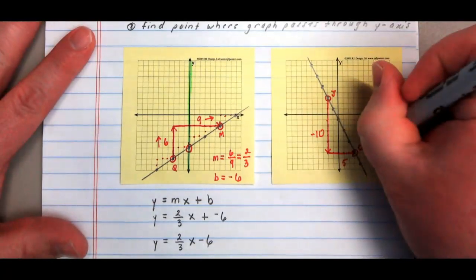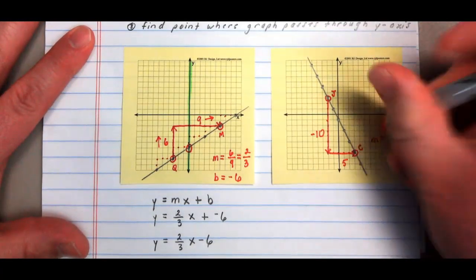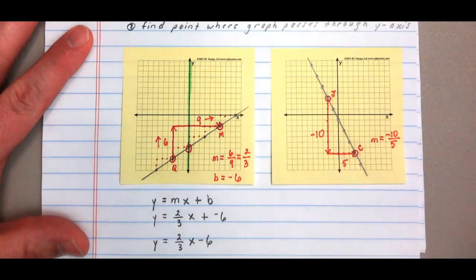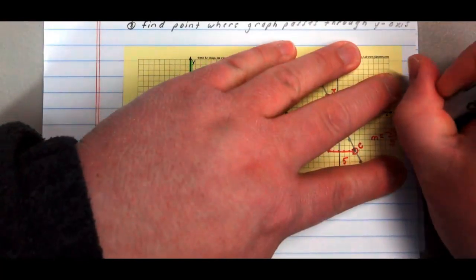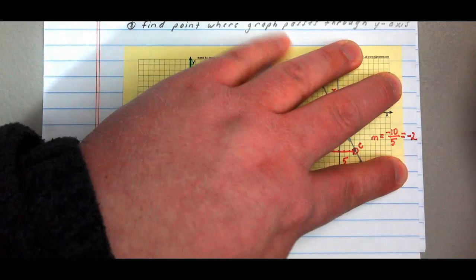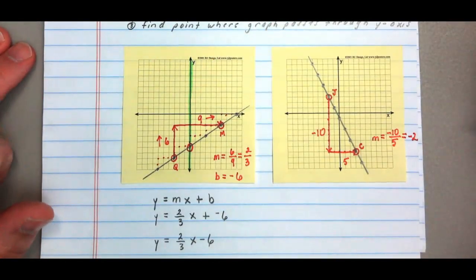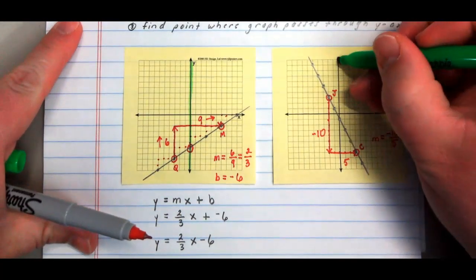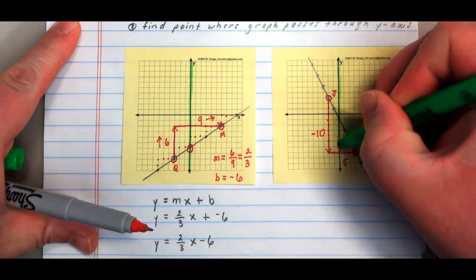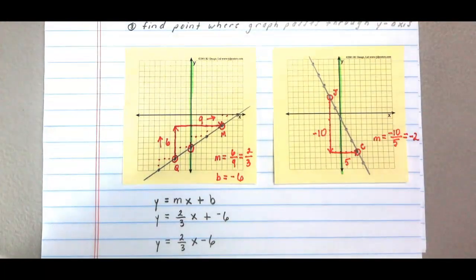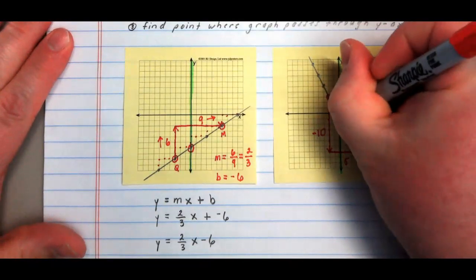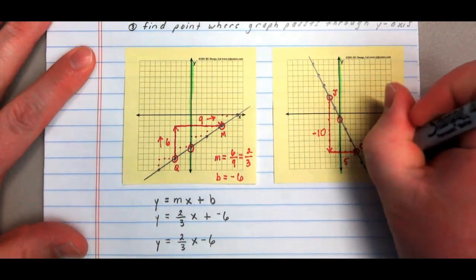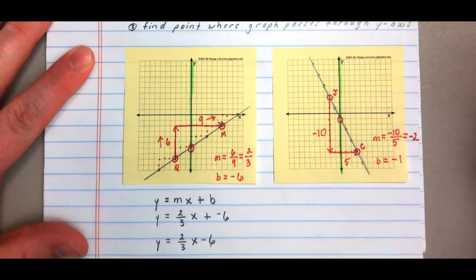So our slope this time is down 10 over 5. Well, -10 over 5 is really -2. And then we look to find where our graph hits the y-axis. So again, here's the y-axis in green. And if you look, it hits the y-axis right here. That's right down at -1. So that would be our b value, -1.